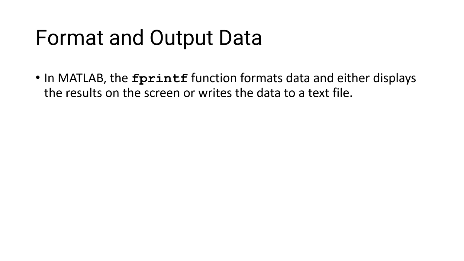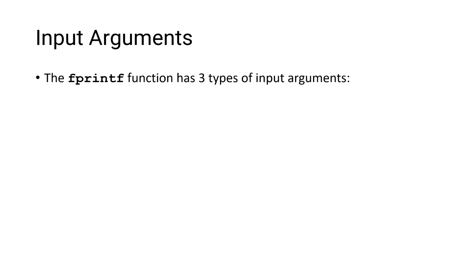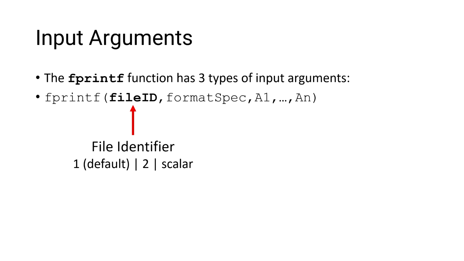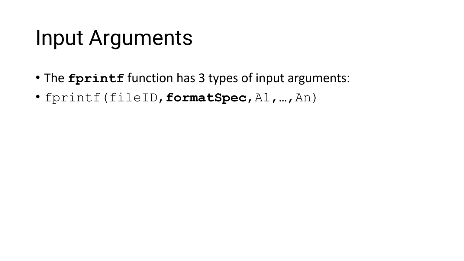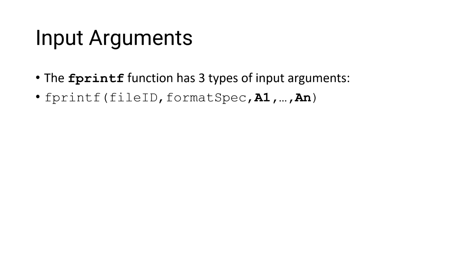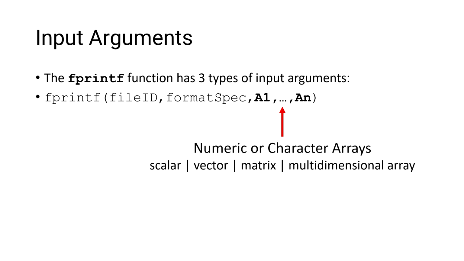In MATLAB, the fprintf function formats data and either displays the results on the screen or writes the data to a text file. The fprintf function has three types of input arguments. File ID is the file identifier. Format spec specifies the format of output fields using formatting operators. And A1 through AN are one or more numeric or character arrays. Now let's take a look at each of these input arguments independently.